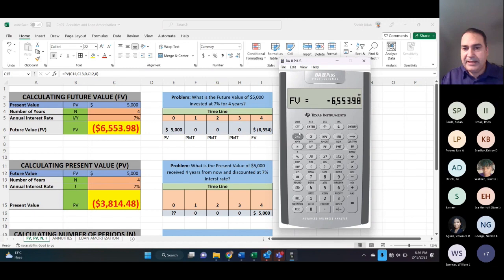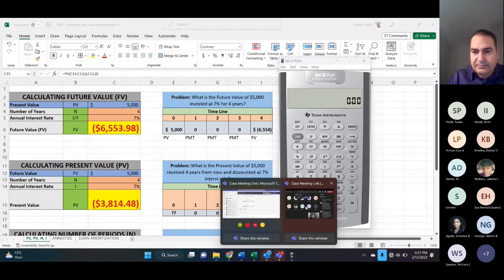So again, I strongly recommend that whenever you start a new problem, just reset it. Second function and reset, enter, it's all reset. Because sometimes it stores the values and you would be doing everything correctly, but it gives you the wrong answer just because it has some stored values from a previous problem. Okay, now we are calculating the present value.